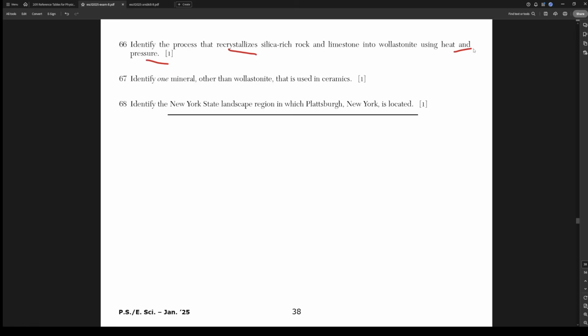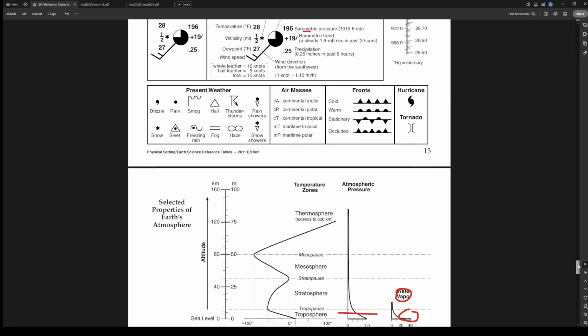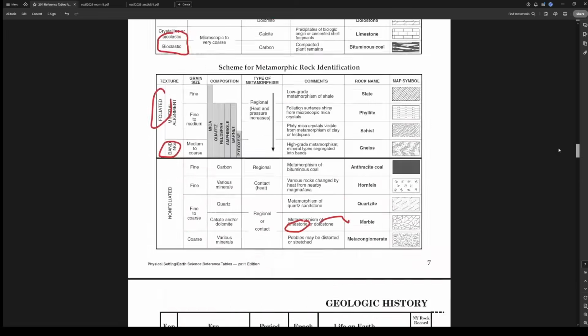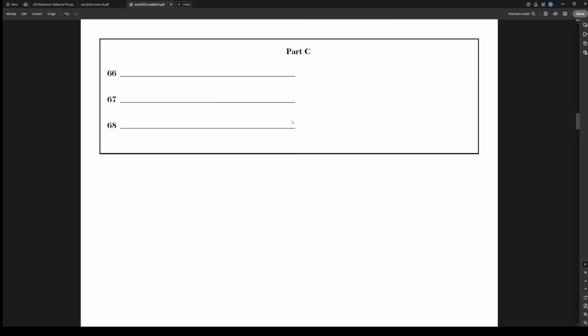So heat and pressure automatically is metamorphic rock. So that's going to be metamorphism, or yeah, probably just metamorphism. That's what I would write. So you can go to your rock cycle. And right here, you find heat and pressure right there. Look, and or metamorphism. So that's going to be your process.